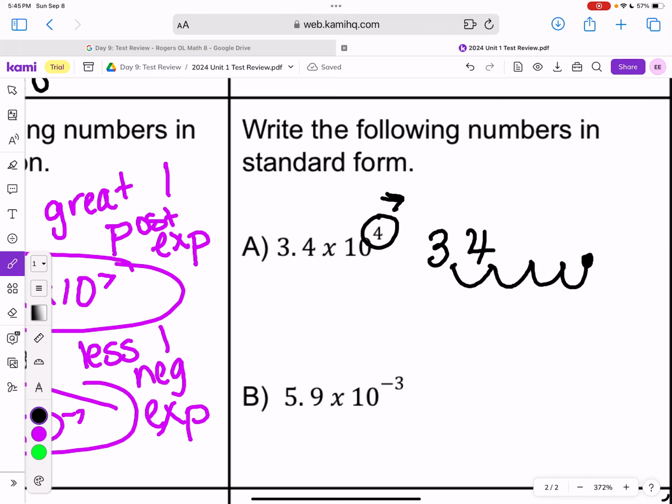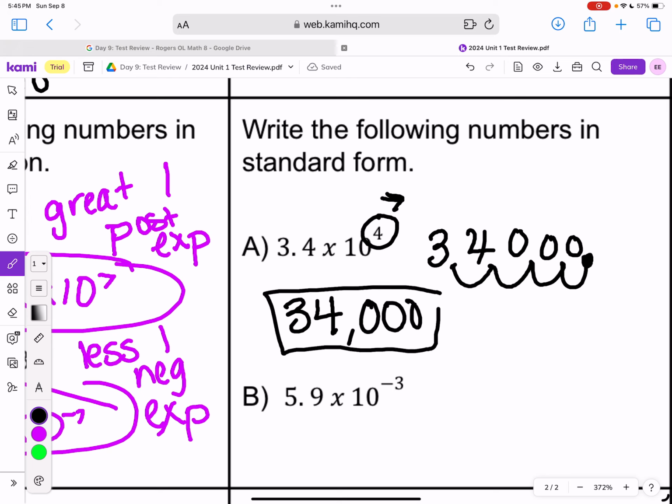Okay, this one is negative, so you're going to be going to the left. So we have 5.9, and I'm going to have it go to the left. 1, 2, 3. So the decimal is right here. And if you need to put a number in the front, you're going to put a 0. So it's going to be 0 point, fill in those with zeros, 0, 5, 9. So this is the answer for B.